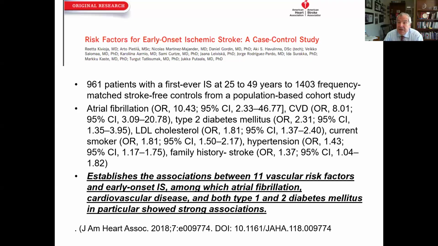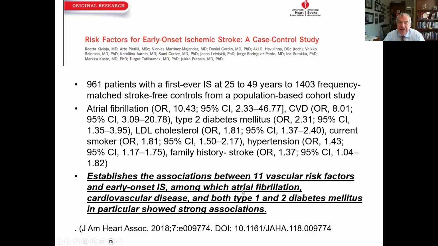So this would be a significant risk factor. Previous cardiovascular disease is also a significant risk. Type 2 diabetes, significant risk or odds ratio of 2. LDL cholesterol, significant odds ratio. Being a current smoker, also right at 2. Hypertension, our favorite, 1.43, and again, a significant confidence interval, as well as a family history of stroke. What these authors concluded there was the association between these 11 vascular risk factors and early onset ischemic stroke, among which atrial fibrillation.